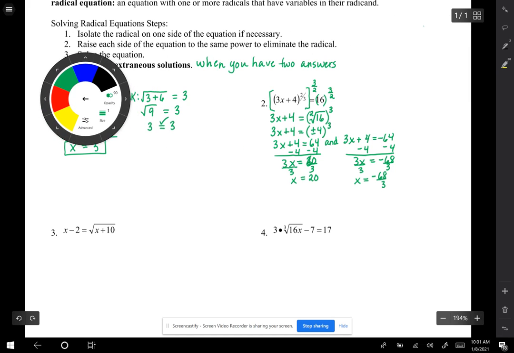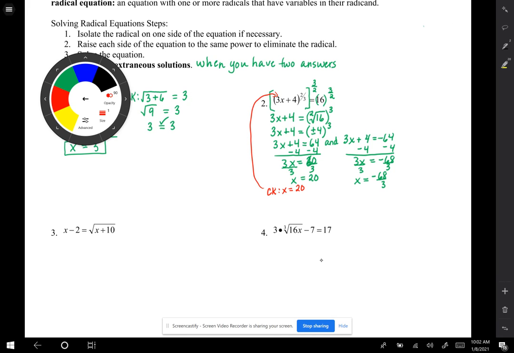Now we are going to check each one. So let's check the x equals 20 down here. I believe I will have room. Don't write too big, and hopefully you have room. And if not, you can use the space where the solving radical equation steps are. So where do we check it? We check it back into the original problem.